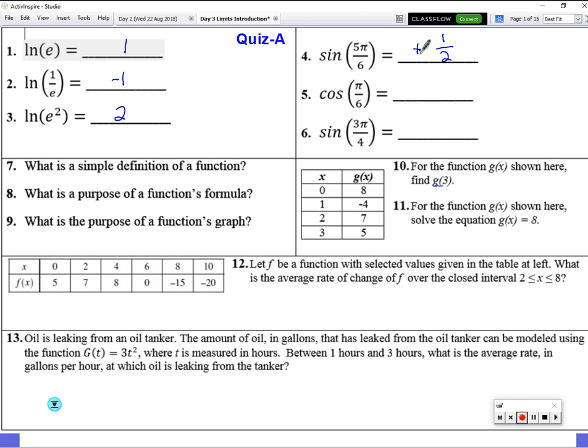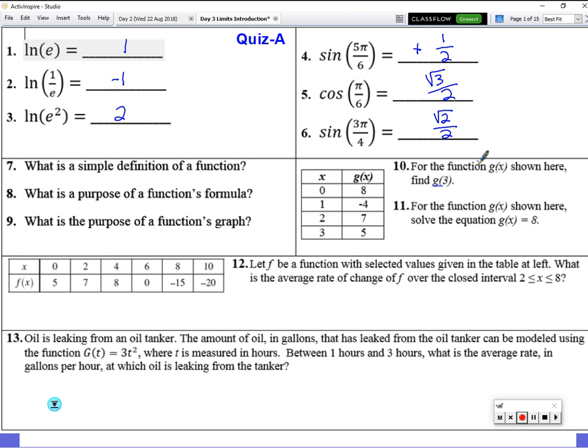Number 5, cosine of pi over 6. That's root 3 over 2. Positive. So like this, if you need me to do it, I'm glad to demonstrate. Cool. Sine of 3 pi fourths, that's over here. So that's up, so that's positive, and the fourths are always root 2 over 2. Just wave if you need me to show how it's done.